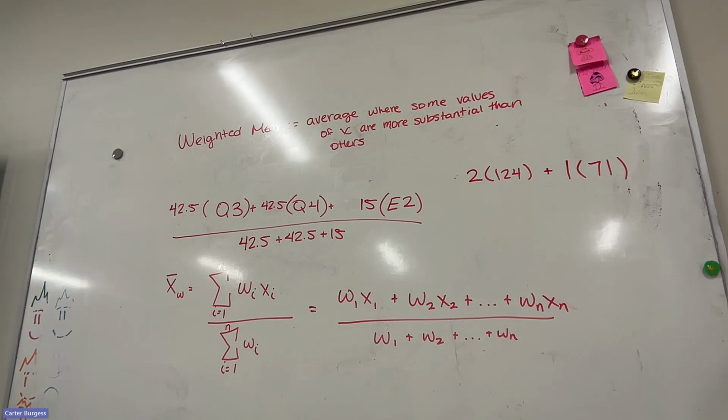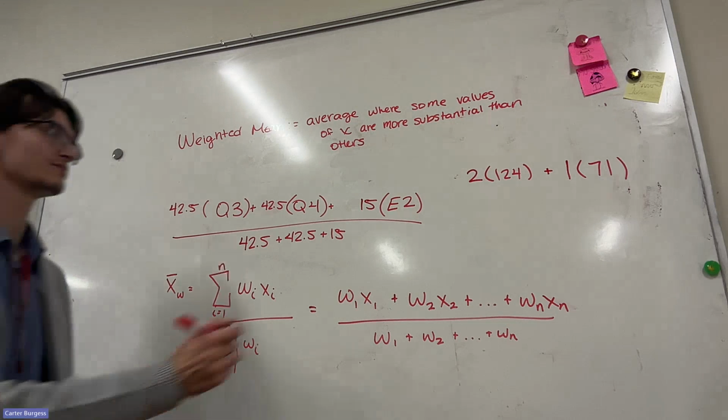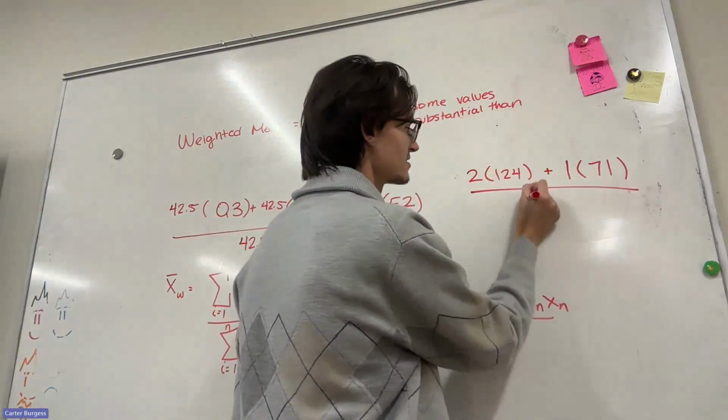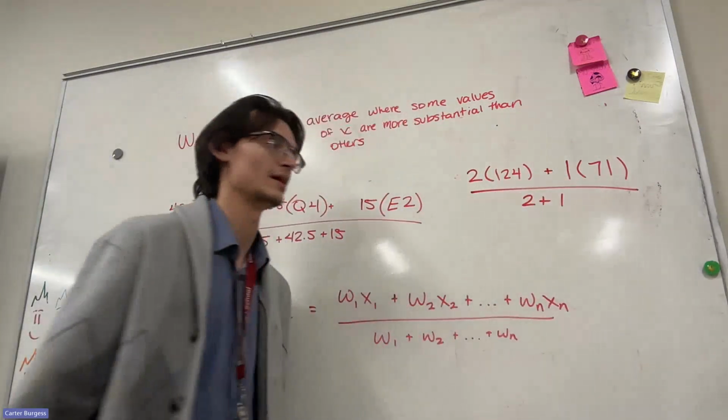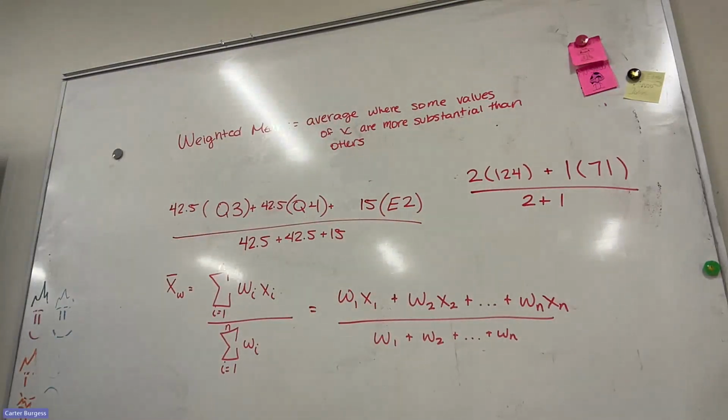Right? Every instance of 124 essentially acts like 2 instances of 124. Every instance of 71 acts as 1 instance of 71, and we take the sum of our weights. That is the weighted average, yes. That would give us the weighted average where 124 is twice as important, is twice as valuable as 71. Where we want it to count for 2 times the amount that 71 is counting.